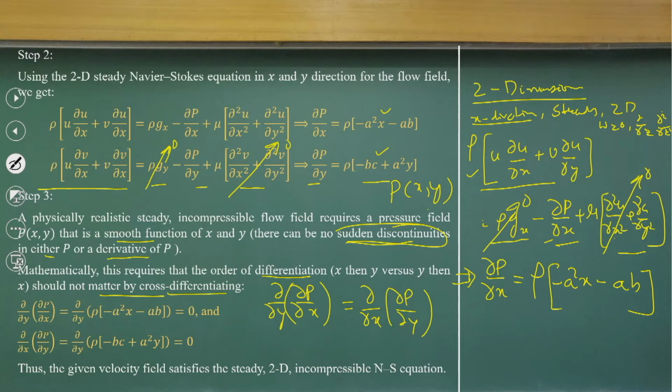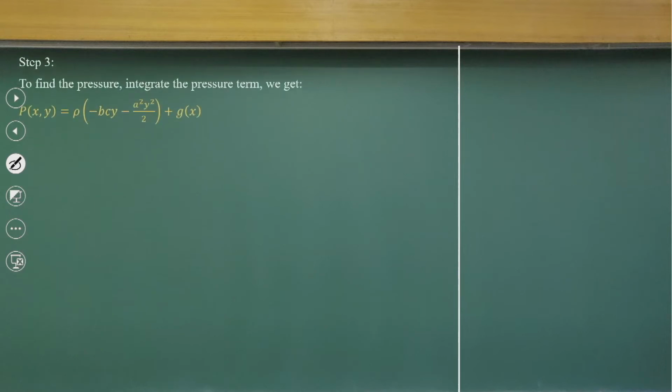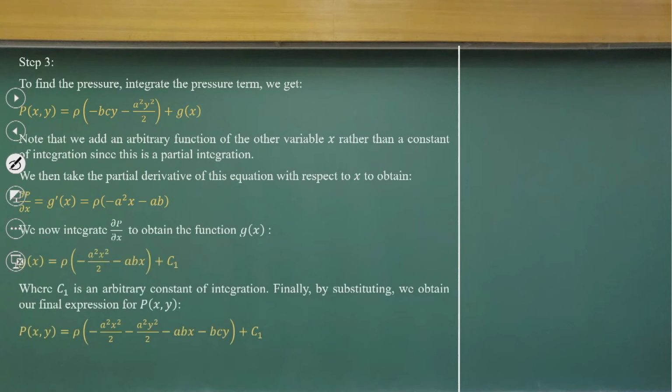If they are satisfied, that means the velocity satisfies the steady two dimensional incompressible Navier-Stokes equations. Now, I need to compute the pressure field, using the mathematical steps to get the function. As I know d phi by dy as a function, if I integrate it, I will get the p(x, y) function, with a function of the constant that can be defined as g(x).